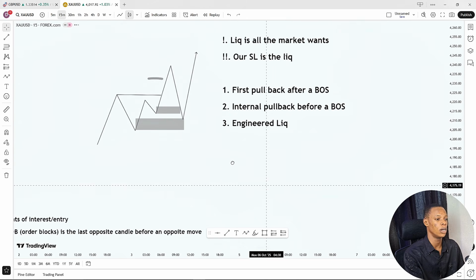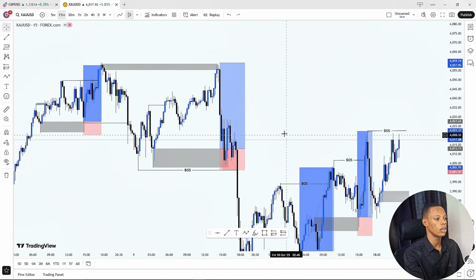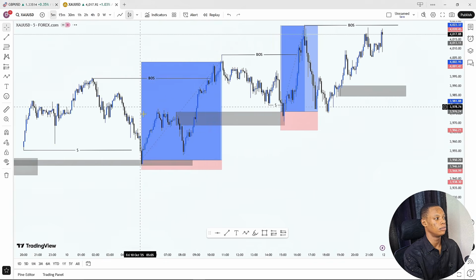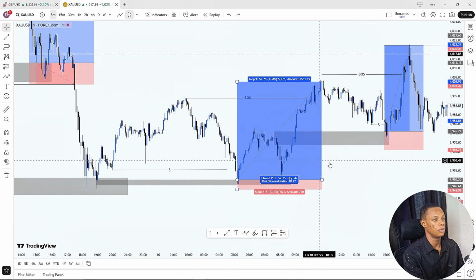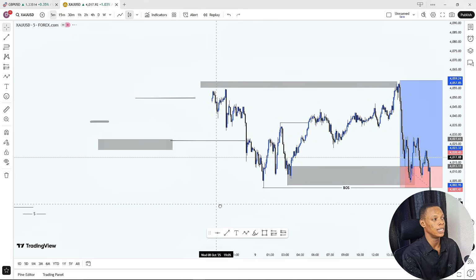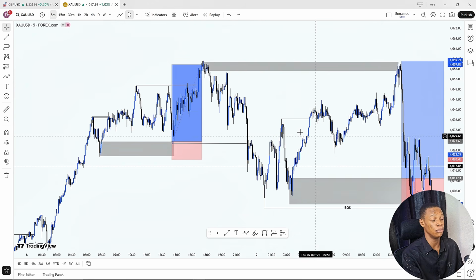And this was one of the ones I used for this very buy right here. Right, now watch this closely. Before the price broke structure, it had the retracement. It had the liquidity before it broke structure.